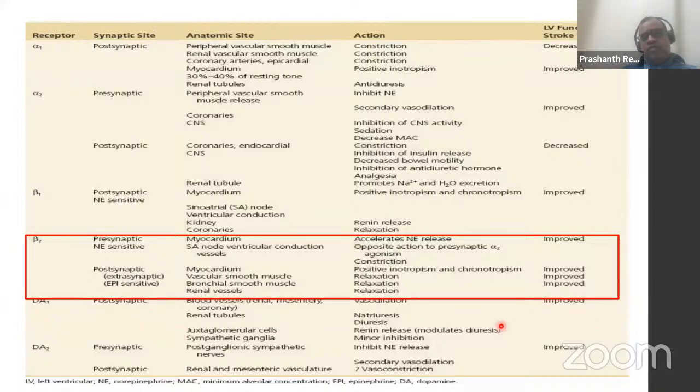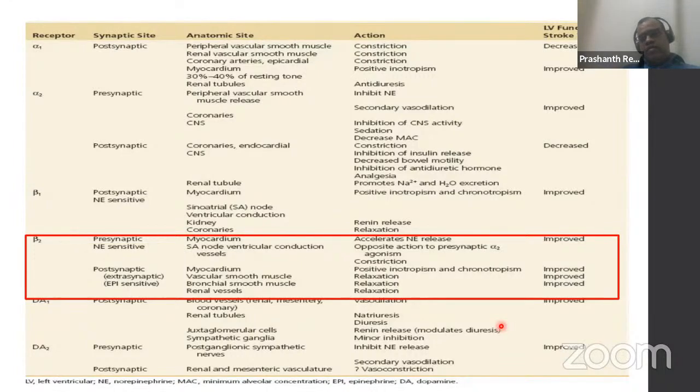Actually, beta 1 is predominant in the myocardium. Beta 2 is present to a certain extent, but it becomes important in a chronic heart failure patient with decompensation, wherein all the beta 1 receptors are downregulated. So beta 2 takes over and maintains the contractility of the heart. Whereas the postsynaptic receptors are mostly found in the vascular smooth muscle, leading to relaxation.